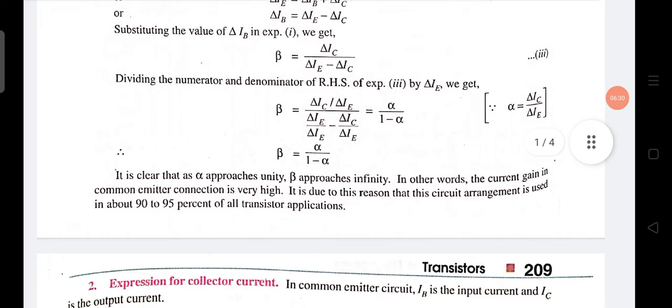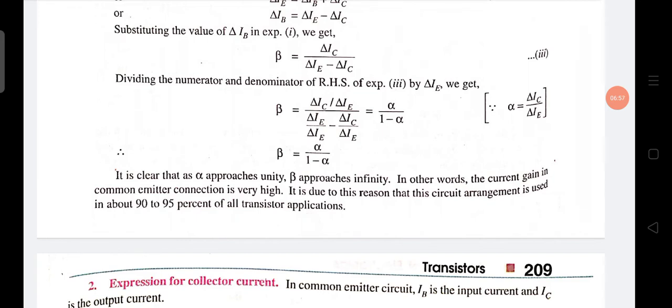If the amplification is very high, it is due to this reason. Since the current amplification is very high in the common emitter connection, it is due to this reason that this circuit arrangement is used in about 90 to 95% of all transistor applications.